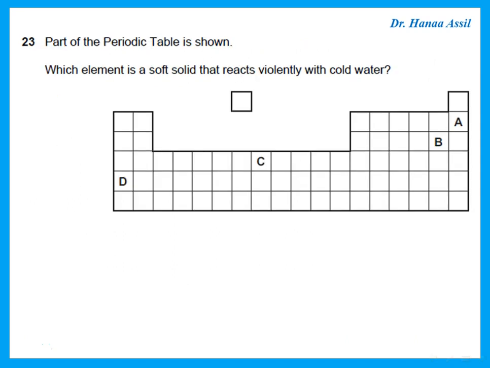Parts of the periodic table is shown. Which element is soft and reacts violently with cold water? Remember, reacts with cold water, that's a metal. Soft means it has to be in group 1. Group 1 is the one that we said is soft and it reacts violently with cold water.